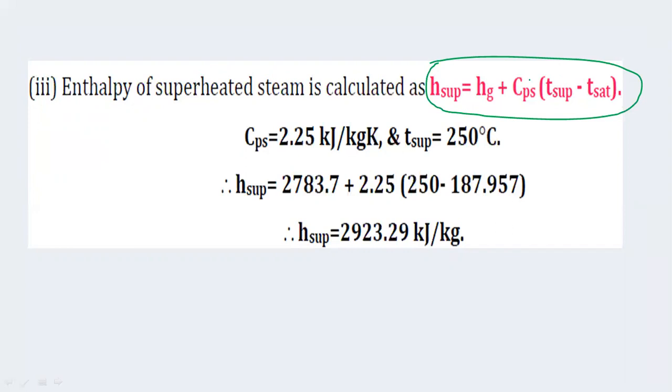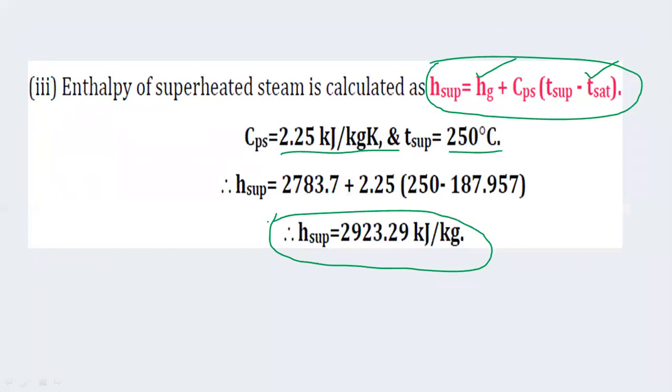Along with that, even the Cp super value is also given, that is Cps. So its value is how much? He has given 2.2 kilojoules per kg Kelvin. T super is also given. Hg we have extracted from the steam table. T sat we have extracted from the steam table. We substitute here and we get this value, that is the enthalpy of a superheated steam. So these are the steps you need to follow when you are solving a problem on the steam table.